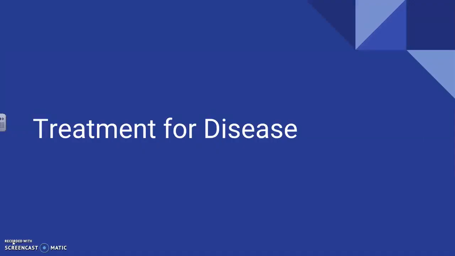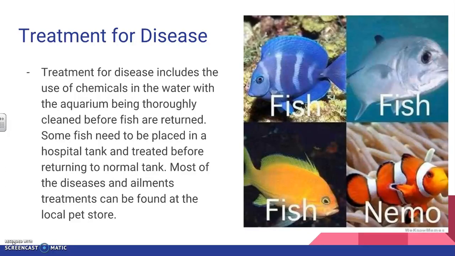As far as treatment for fish diseases, treatment includes things like the use of chemicals in the water, with the aquarium being thoroughly cleaned before the fish are returned. Again, sanitation is your best friend. Some fish will need to be placed in a hospital tank and treated more intensely before they are returned to a normal tank. Most of the diseases and ailments, as far as treatments, you can get at your local pet store.